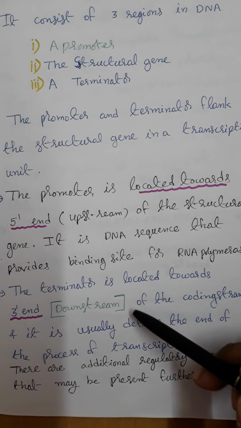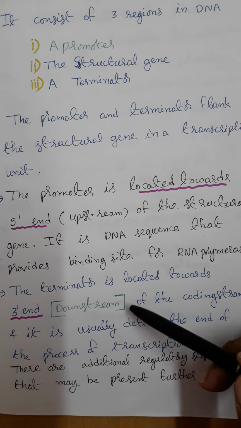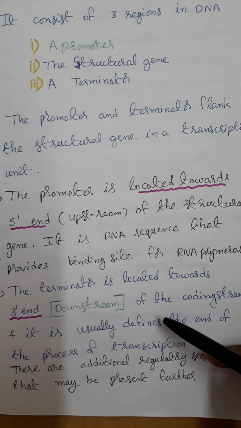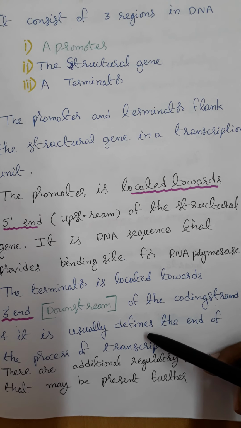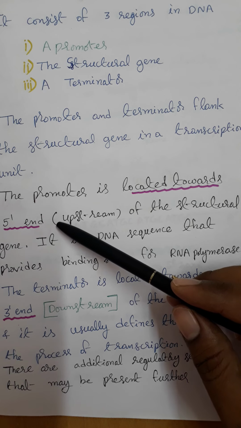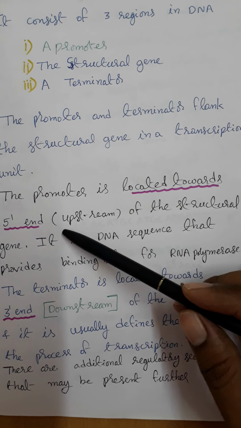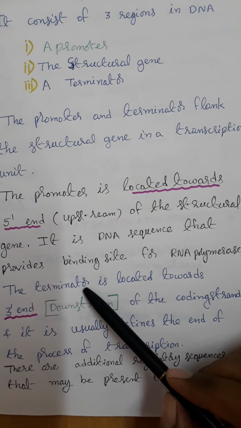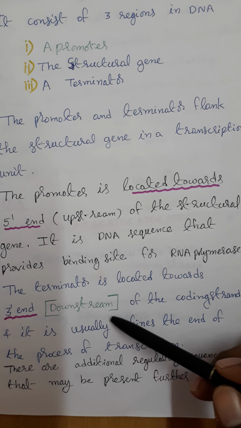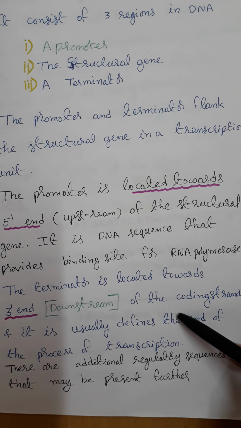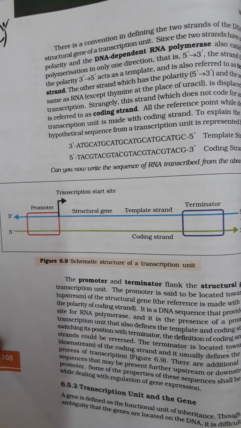Next, the terminator. The terminator is located towards the 3' end, downstream of the coding strand. This is upstream of the coding strand. The promoter is located towards the 5' end, whereas the terminator is located towards the 3' end of the coding strand. Here is a diagrammatic representation.